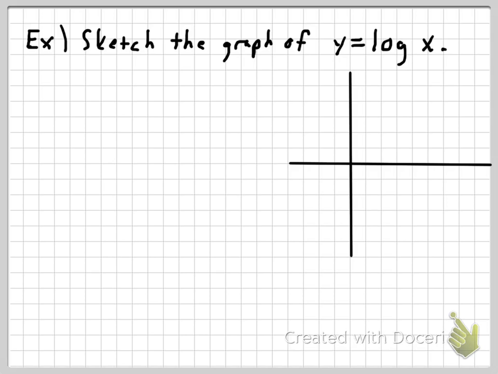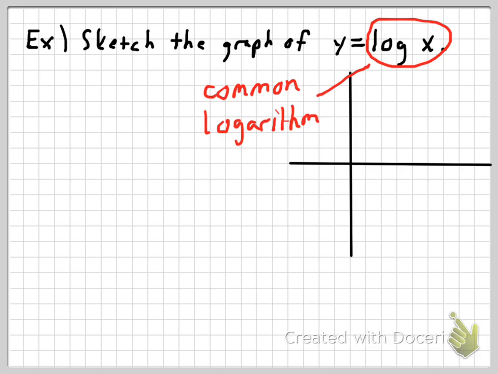Now, I hope you notice here that within that logarithm, I didn't include a base. And that's because this logarithm is what's called a common logarithm. And what that means is this. If you don't see the base of a logarithm stated explicitly, then it's assumed that the base is 10. And a base 10 logarithm is known as a common logarithm.